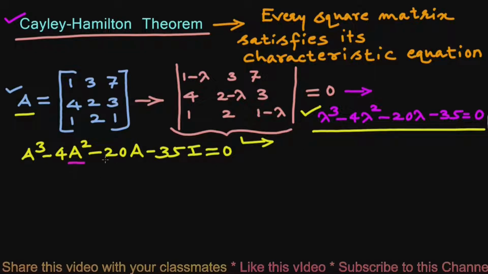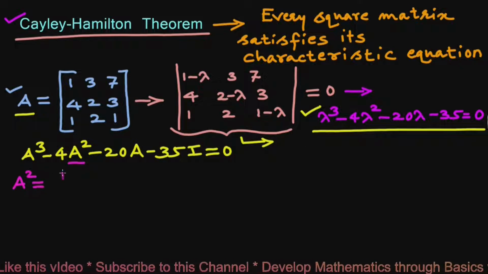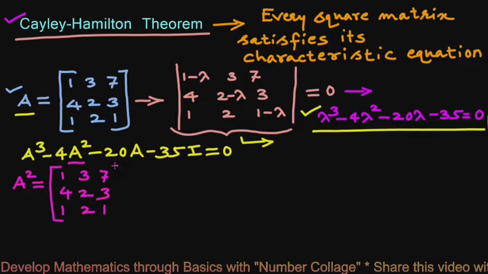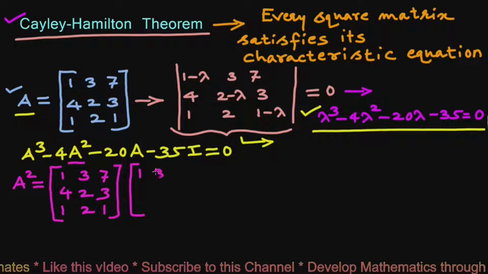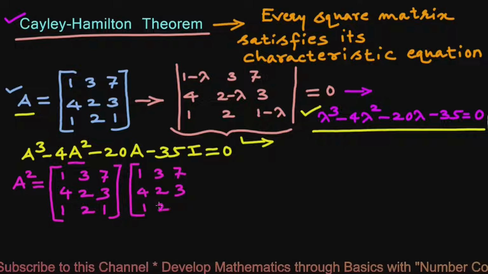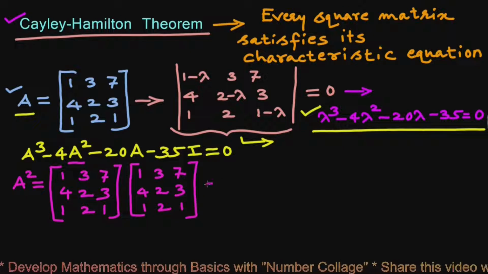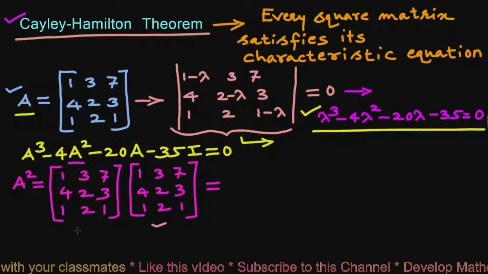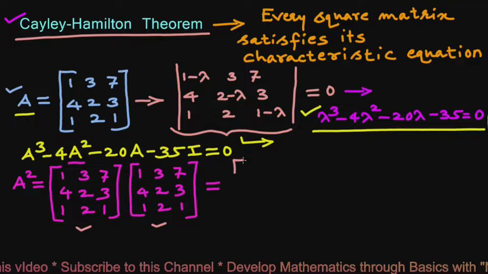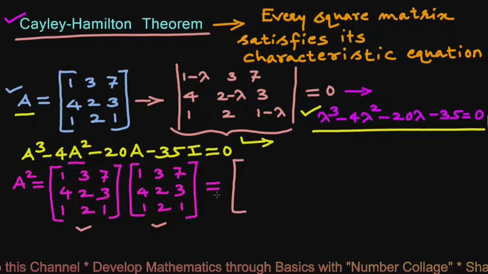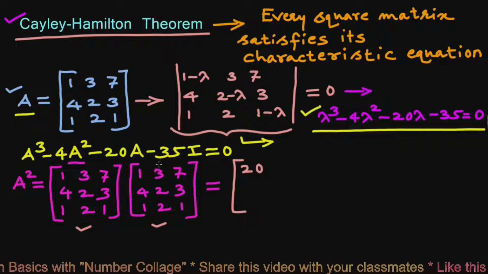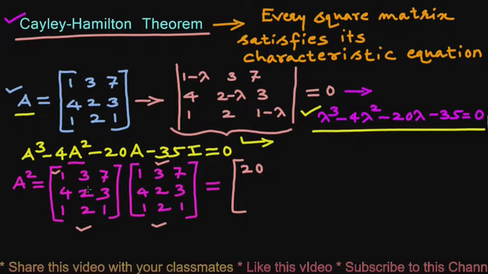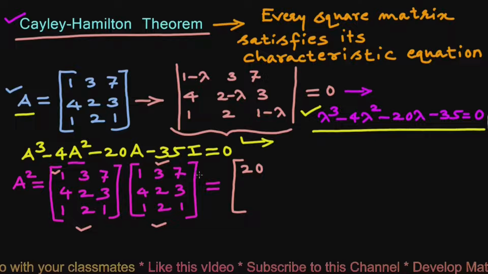Let us first find out A square. That will be A square equals matrix [1 3 7; 4 2 3; 1 2 1] multiplied by the same matrix A. In this matrix multiplication, we multiply the first column of the post factor by the first row of the prefactor and add this product so as to get the first element of matrix A square. That will be 20. Then we multiply the second column of the post factor matrix by the first row of the prefactor matrix and add the elements so as to get the second element of A square.